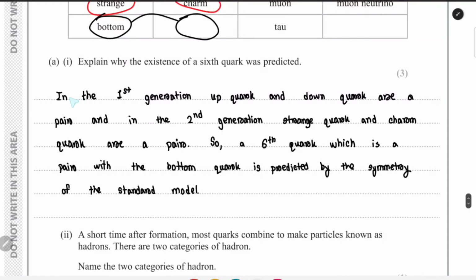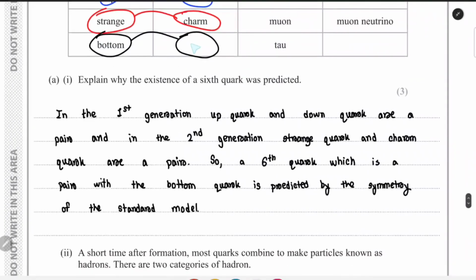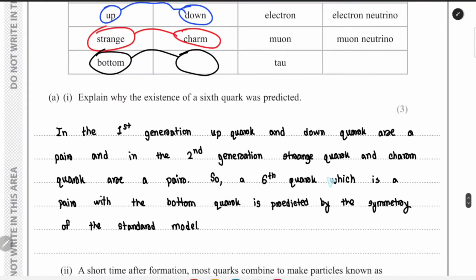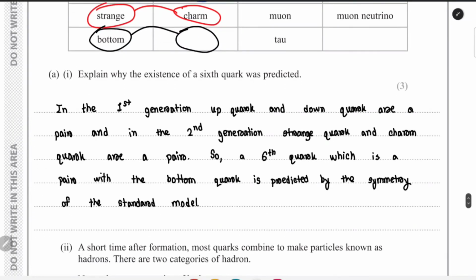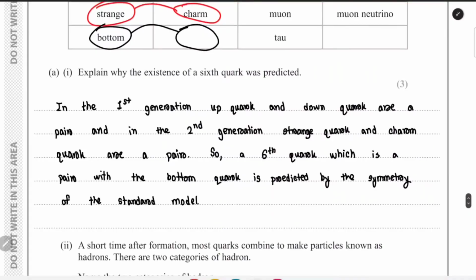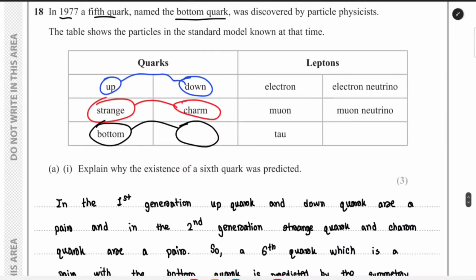We first talk about the first generation quarks, up and down, being a pair, and strange and charm in the second generation being a pair. So this empty space over here should be filled with something that's a pair with the bottom quark, and we can predict this due to the standard model being symmetric.